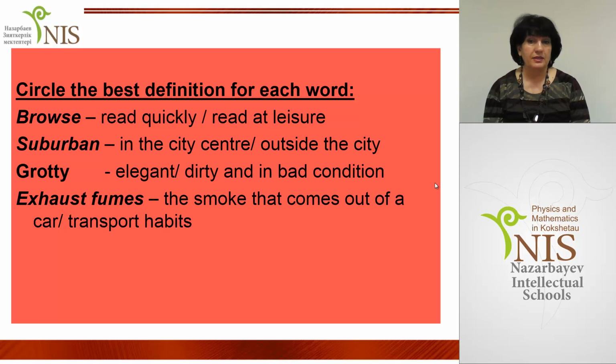So, firstly, in order to understand the article, I would like to present you some new words from it. So, browse, suburban, grotty, exhaust fumes. Browse means to read quickly, read at leisure. As for suburban, it means outside the city center. Grotty means not elegant, dirty and in bad condition. Exhaust fumes are the smoke that comes out of a car or transport. So there are two options for each word, and you should identify the best definition for the highlighted words. So think.